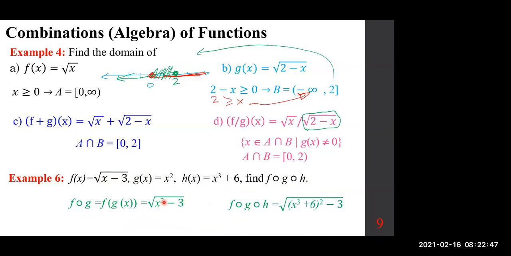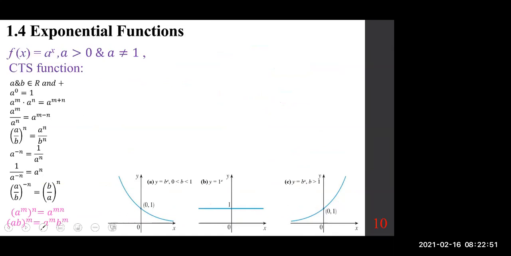All right, so combinations of algebraic functions. A lot of exponential formulas, I hope everybody remembers them. A to the power of 0 is 1, a to the power of m times a to the power of n is a to the power of m plus n, and the rest of them, negative exponents, and so on and so forth. There are a lot of exponential rules. We've seen them in elementary algebra. We have no problem with it.